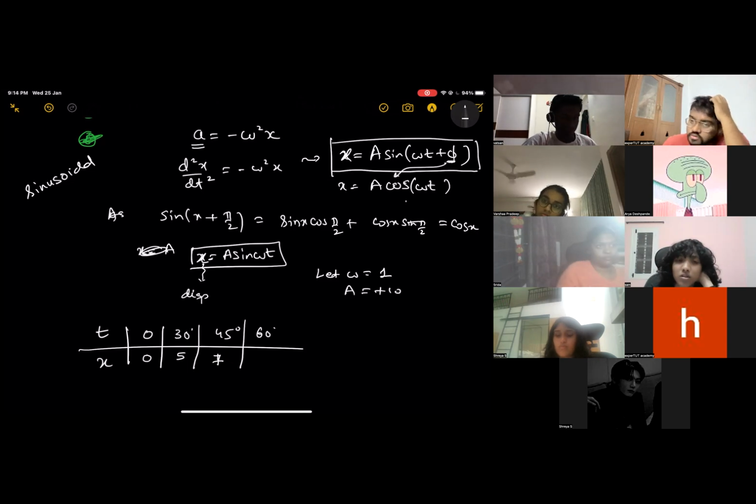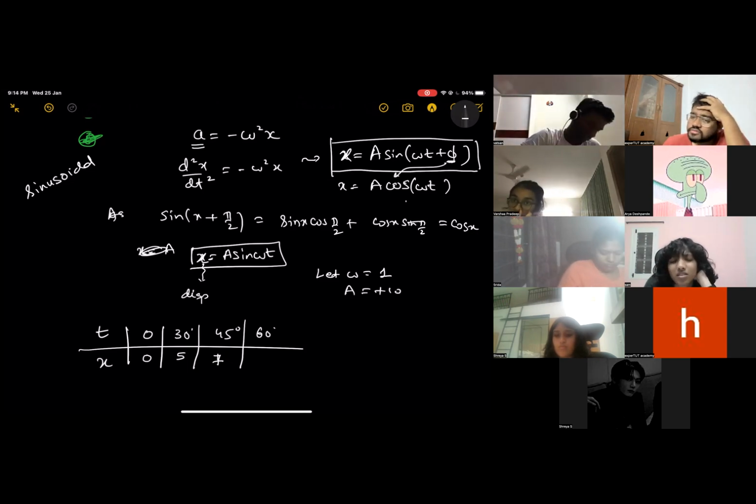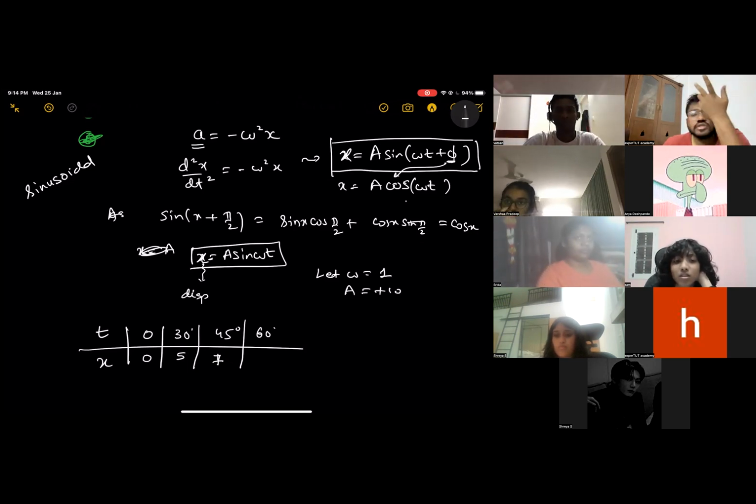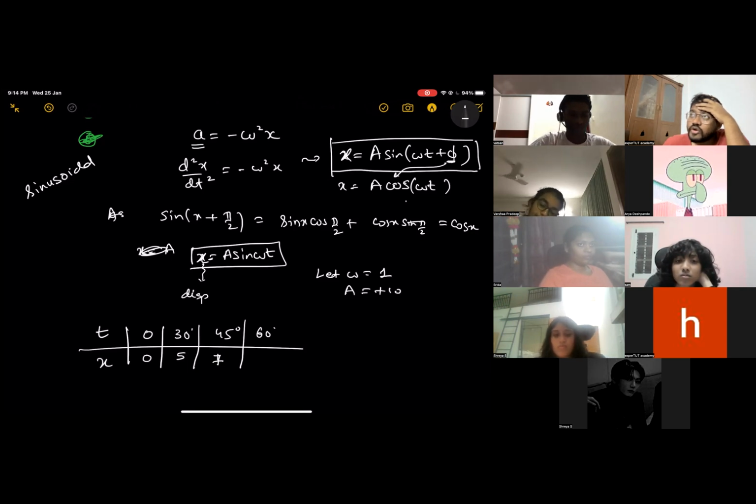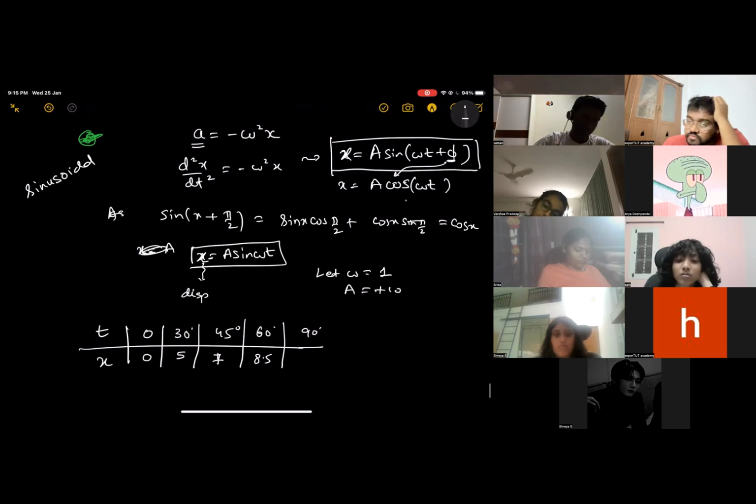10 into root 3 by 2, which is 5 root 3, and that is 5 into 1.73, approximately 8.5. And at 90 degrees, what is sin 90? 1, so this becomes 10.